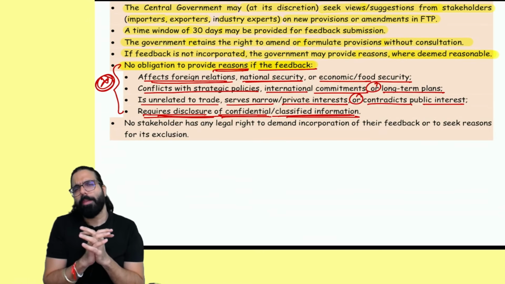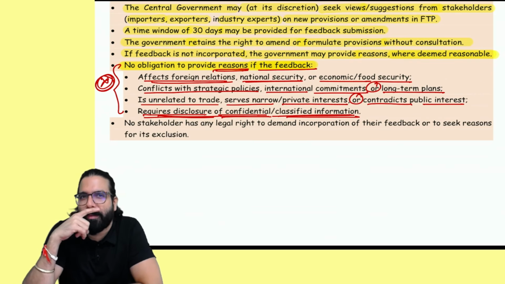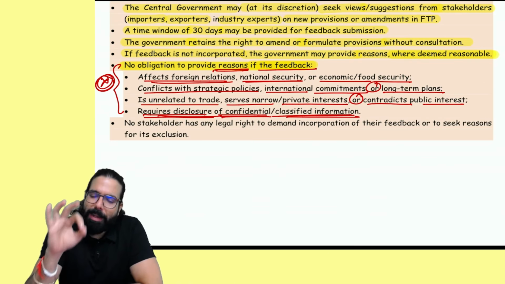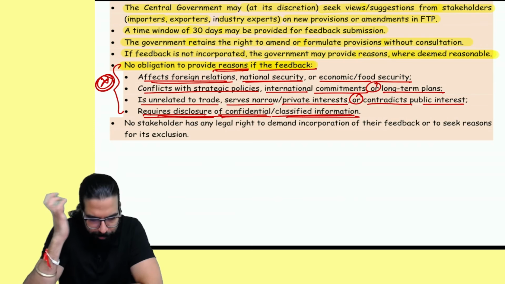Generally, if government is taking any feedback for the foreign trade policy, any changes to be done, if government accepts it, government will make the change in the foreign trade policy. If government does not accept it, government will go ahead and give the reasonable reasons which are there. Correct? Correct, sir.